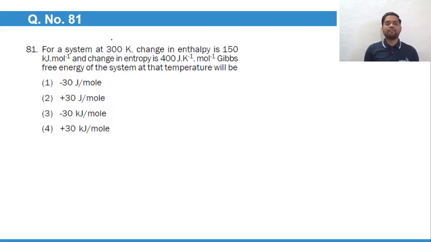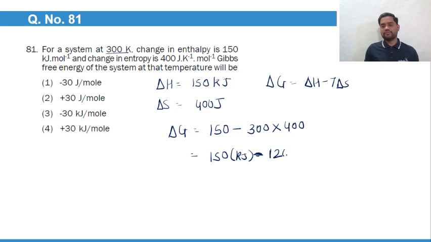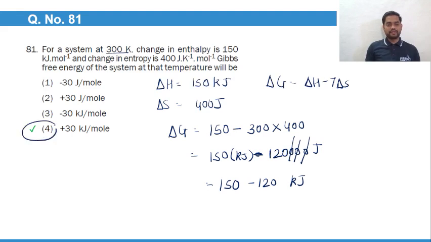Question 81. For a system at this temperature, the enthalpy is 150 kilojoules. So delta H is 150 kilojoules and the entropy is 400 joules. It gives the free energy of the system at that temperature. So delta G is equal to 150 minus 300 into 400, because we know that delta G is equal to delta H minus T delta S. So this is 150, remember, this is in kilojoules. 4 3s are 12, and this is in joules, so if I want to convert it into kilojoules, this will get cancelled. So 150 minus 120 kilojoules. So this will be plus 30 kilojoules. That is option number 4.